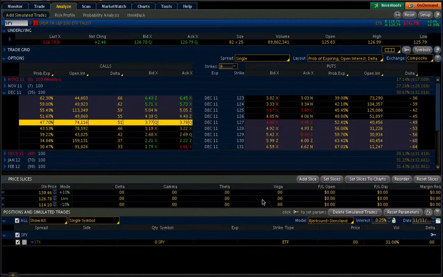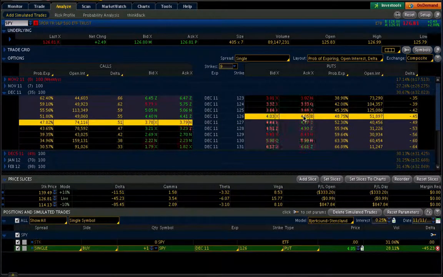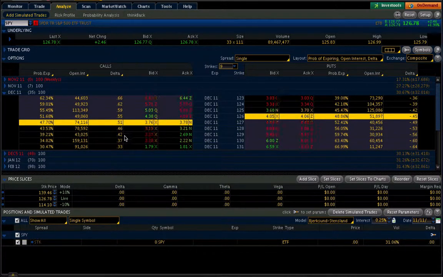Now if you think the SPY is going to go down, then you can go over here and buy a put. Buying a put gives the right to sell. The stock needs to go down in value in order to profit. Now, there are different things you can do, including combinations of different strikes and different months, and we will get into that later.